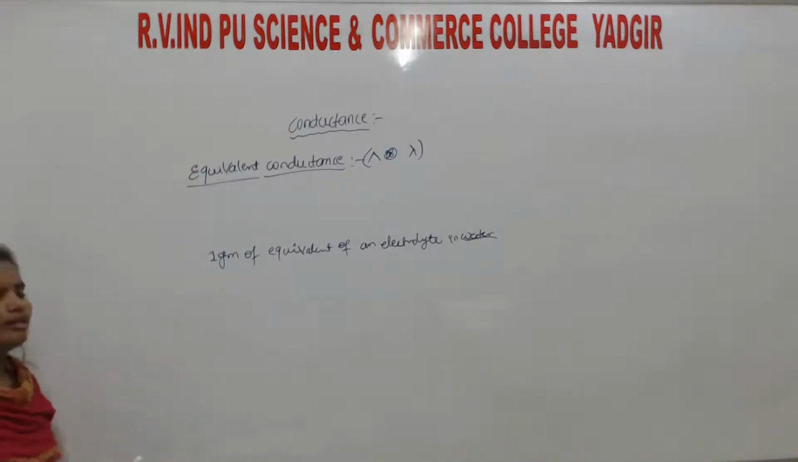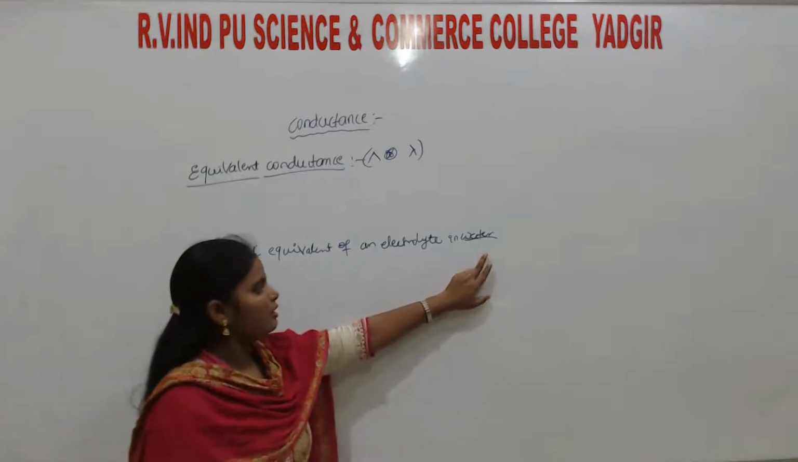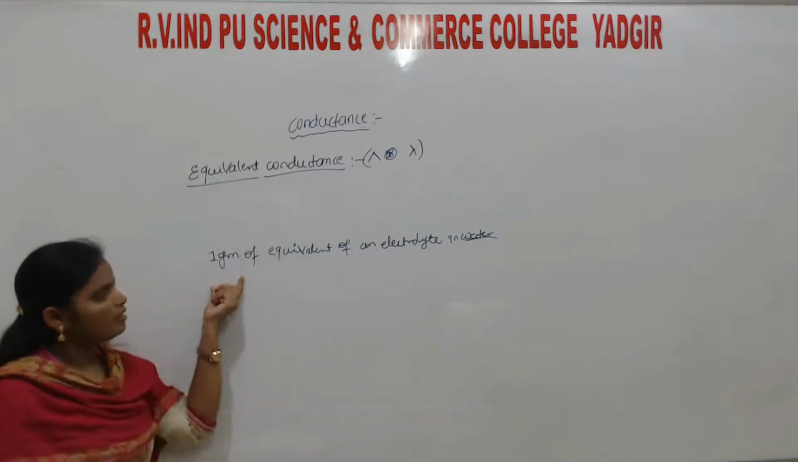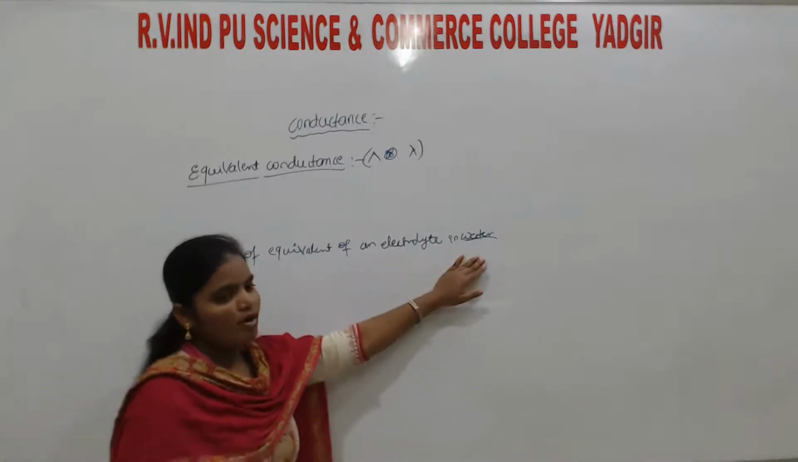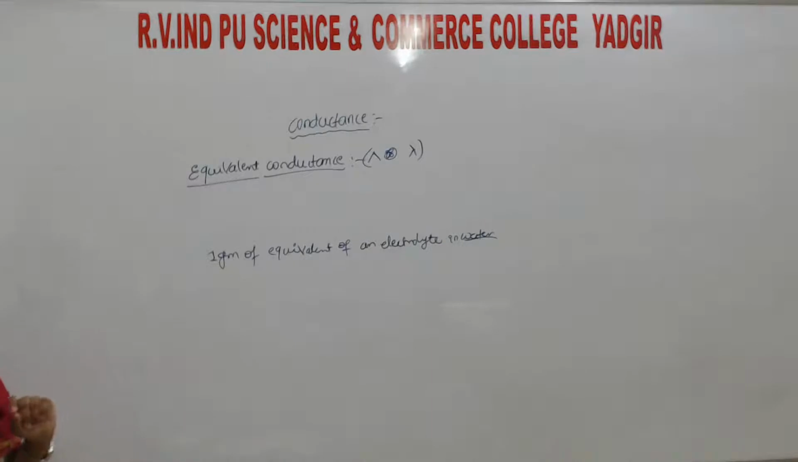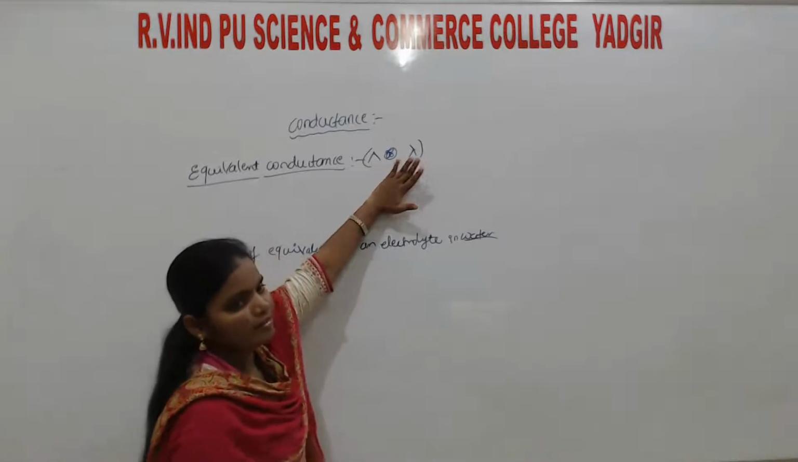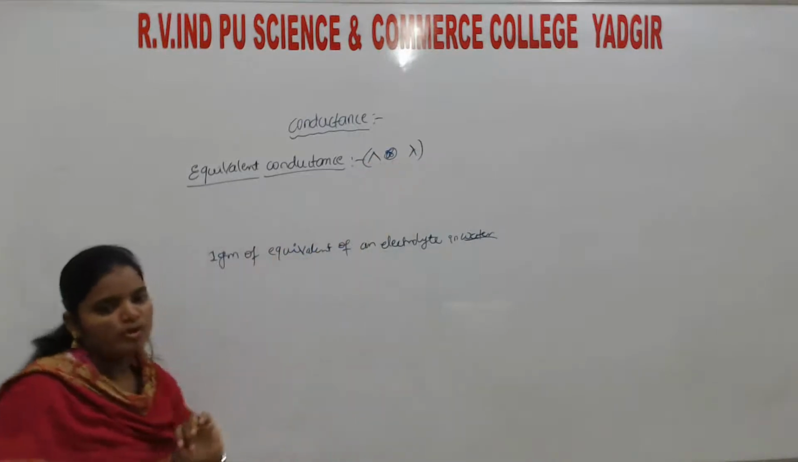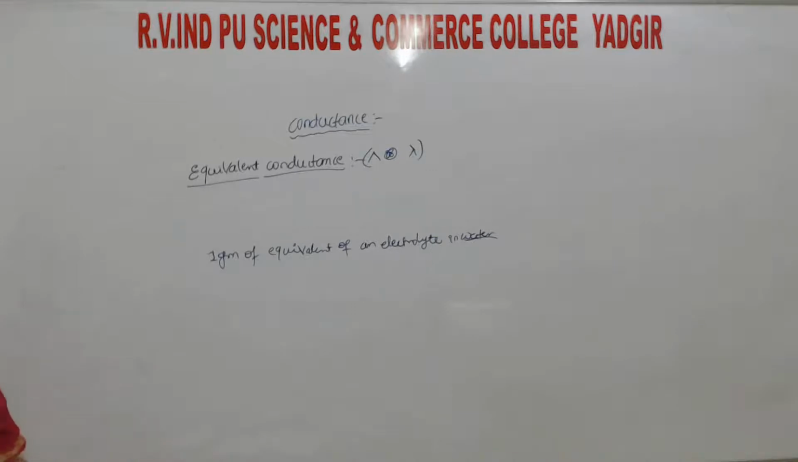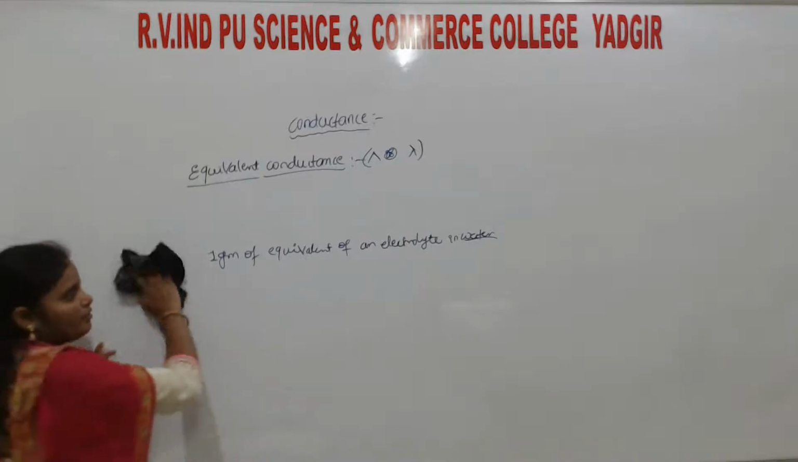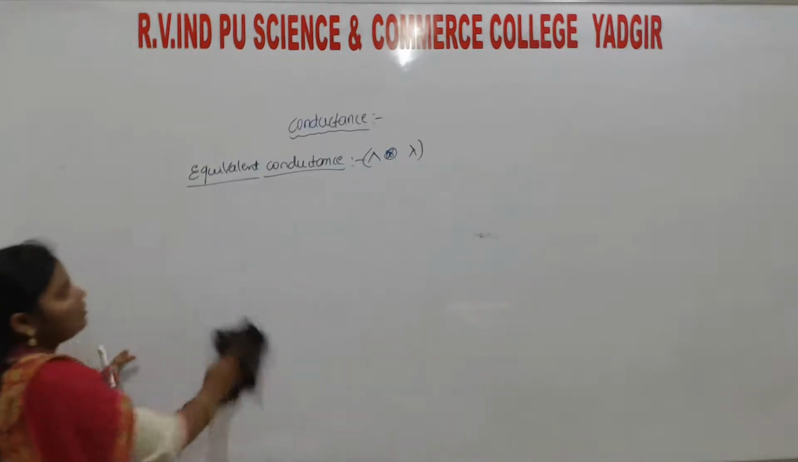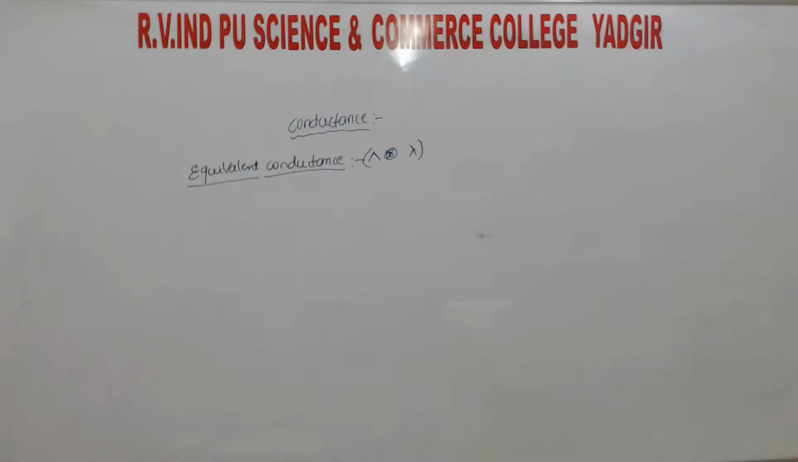You take some volume of water, and 1 gram equivalent of an electrolyte dissolved in that water gives the equivalent conductance. This is denoted by capital lambda. The equivalent conductance is the product of the specific conductance and the volume containing 1 gram equivalent of the electrolyte.